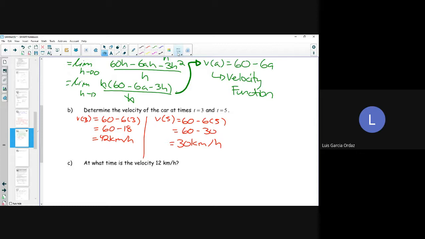And then I want you guys to do C on your own, and someone's going to give me the answer or tell us how to do it. So we have, at what time is the velocity 12 kilometers an hour? Okay, so this is again basic algebra using our velocity function. V of a is equal to 60 minus 6a. I'll give you about 3 minutes to do this. This shouldn't take too long. So at what time is the velocity 12 kilometers an hour?